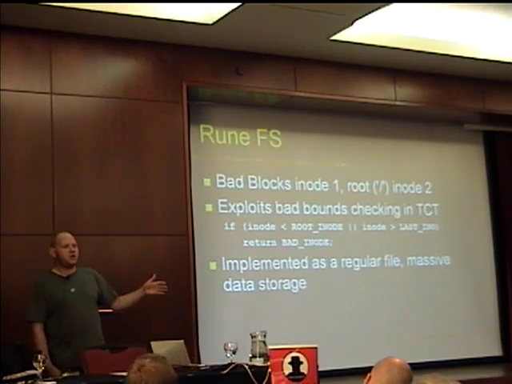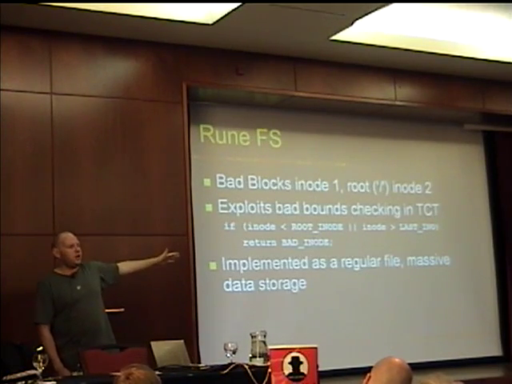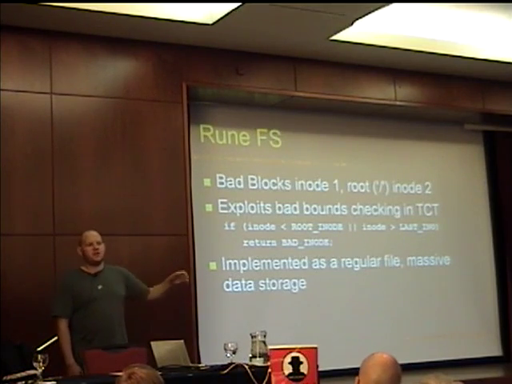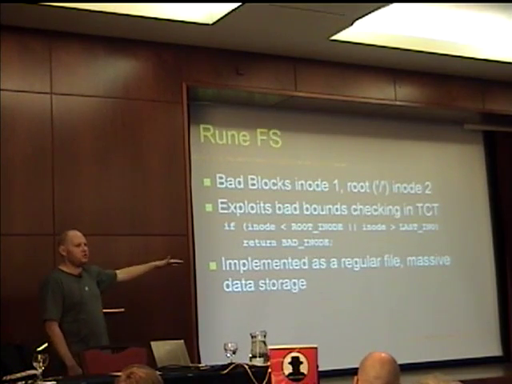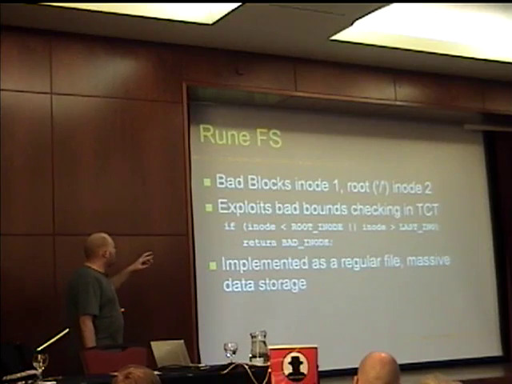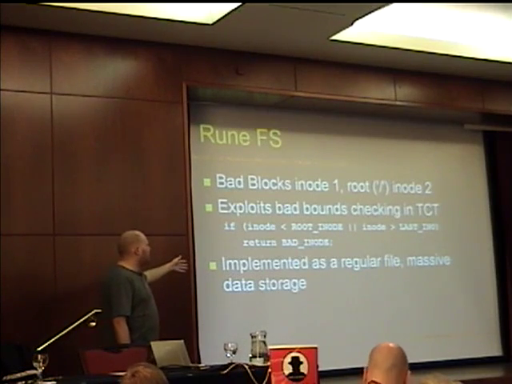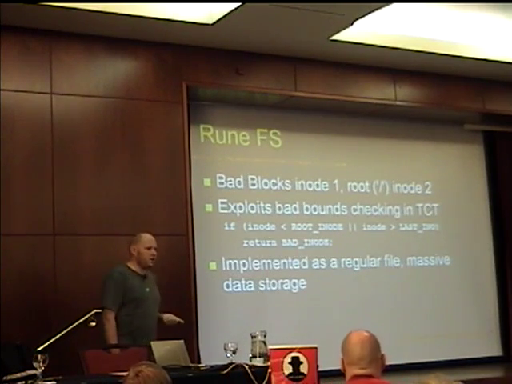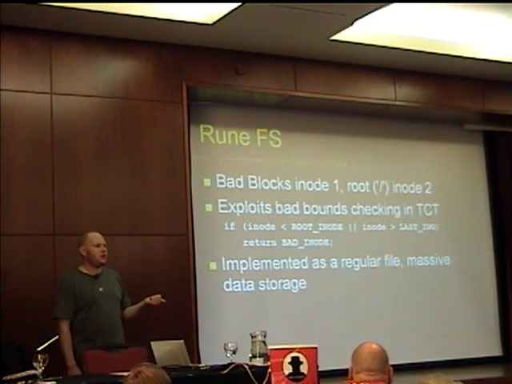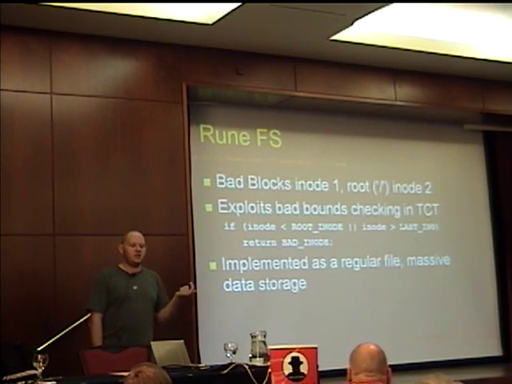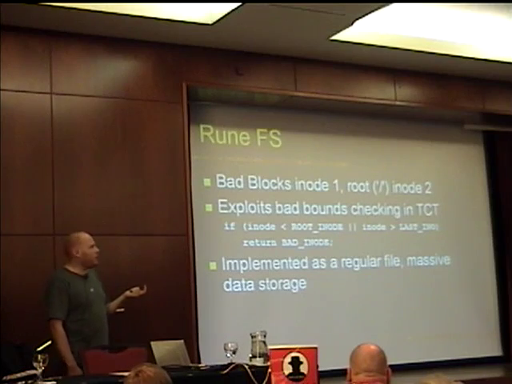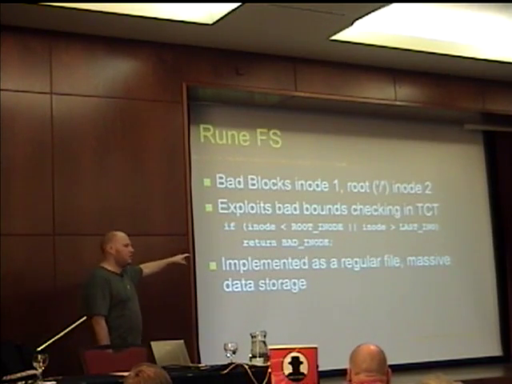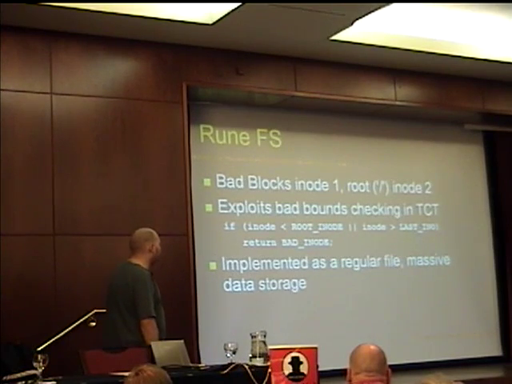It's slash. From 2, we can start accessing the rest of the file system hierarchy, the rest of the directory structure. So what we look at is basically TCT had this piece of code in it, which said if an inode is less than the root inode or greater than the last inode, it's invalid. But what we know is that's not true, because the bad blocks inode is a valid inode. So it's basically just really bad bounds checking.